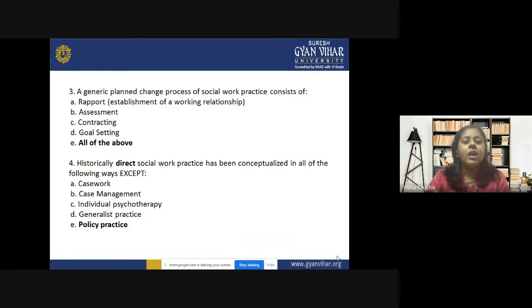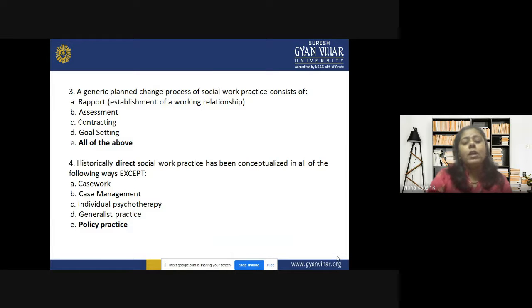Now the third one: a generic planned change process of social work practice consists of A, rapport, establishment of a work relationship; B, assessment; C, contracting; D, goal setting; or E, all of the above. So, students, these are the particular choices, and now you have to select the correct answer on the basis of the given choices, and the correct answer will be option E, that is all of the above.